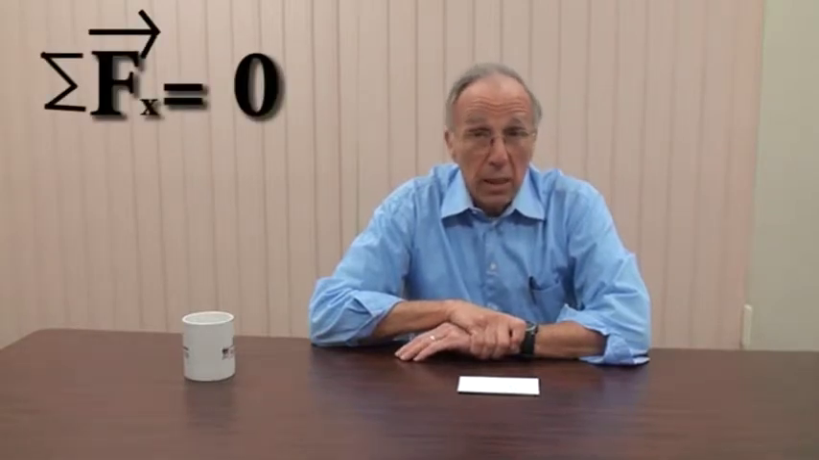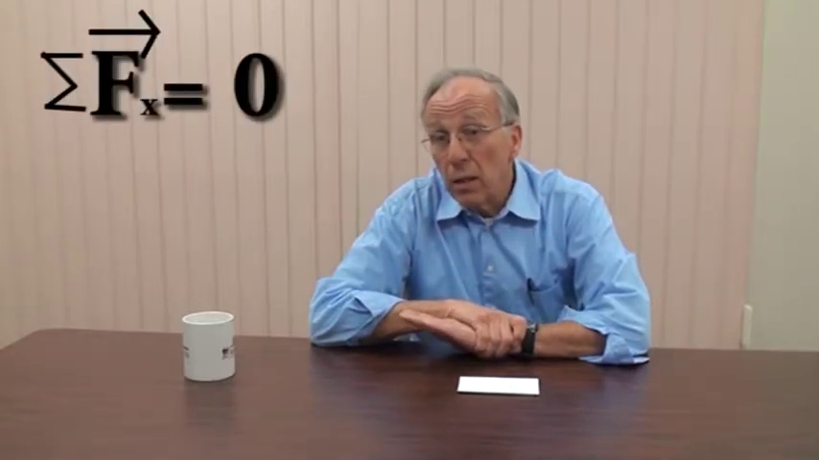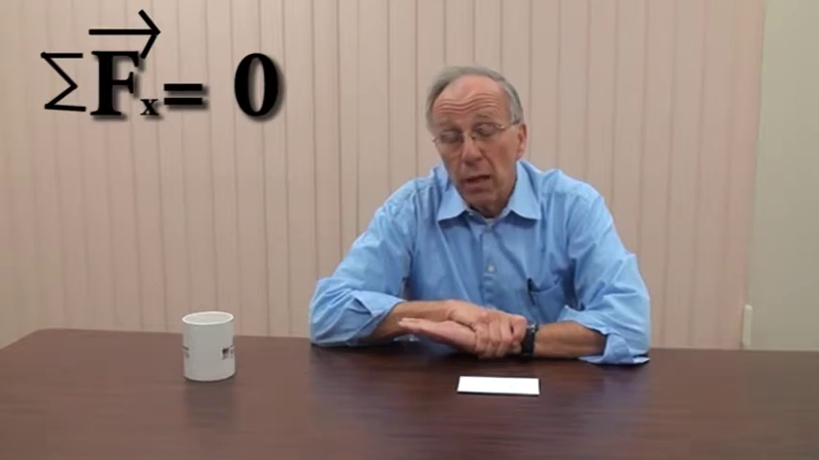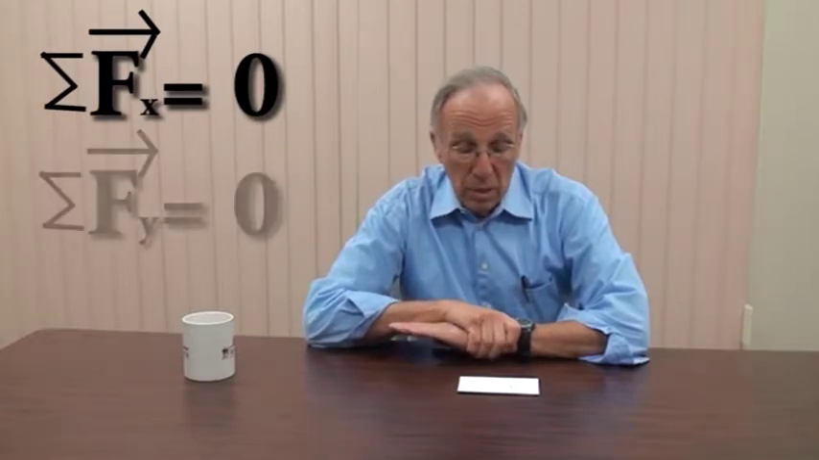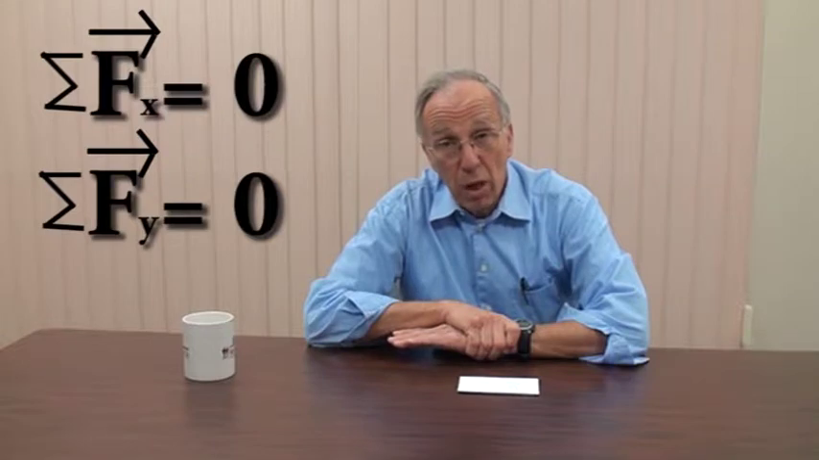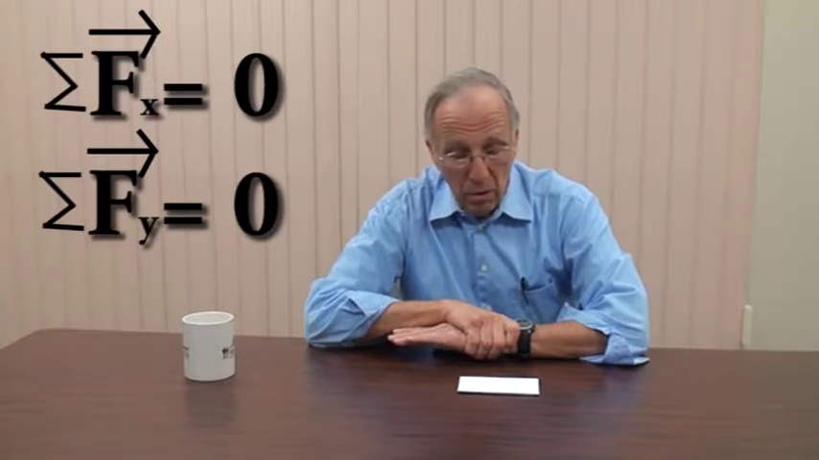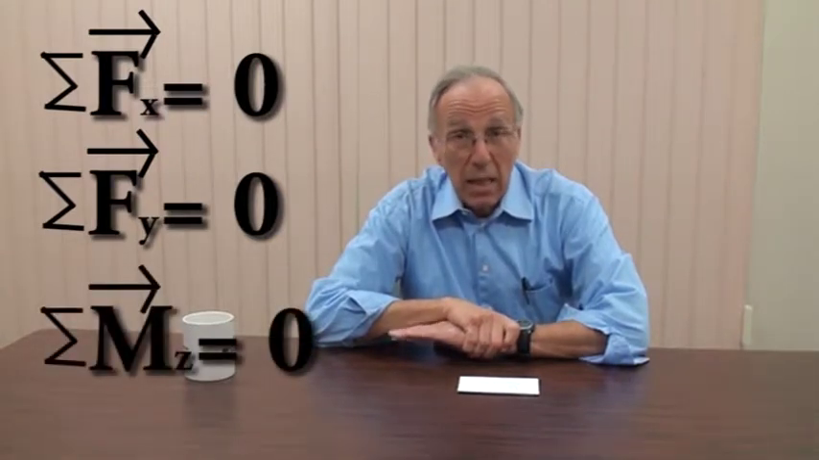In two dimensions, which will be the primary subject of this video, one way of writing the three equilibrium equations is as follows. You must first define a coordinate system before you can apply the equations of equilibrium. The sum of the forces in the x direction is equal to zero. The sum of the forces acting on a body in the y direction is equal to zero. And the sum of the moments about the z-axis is also equal to zero.